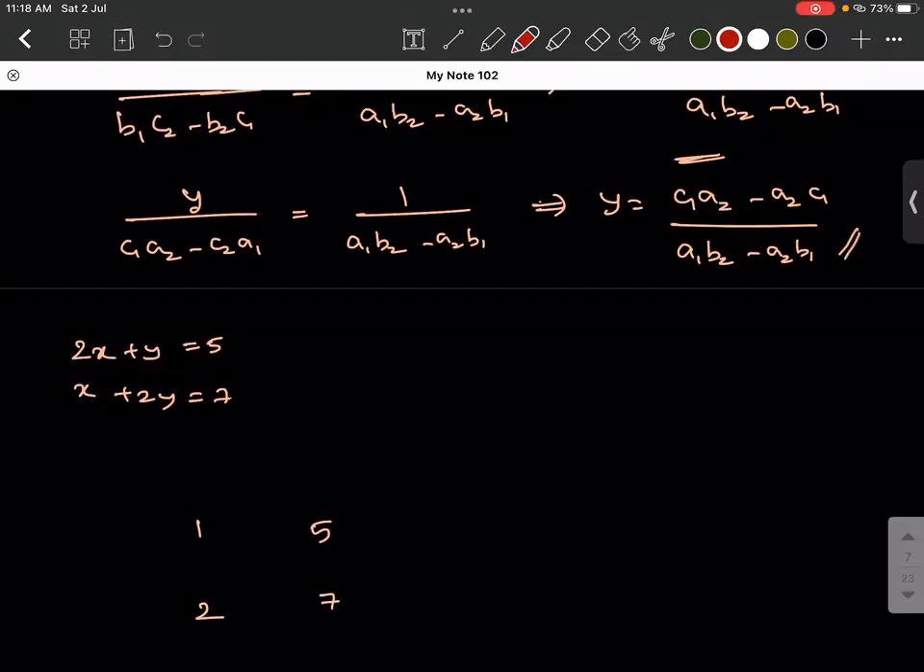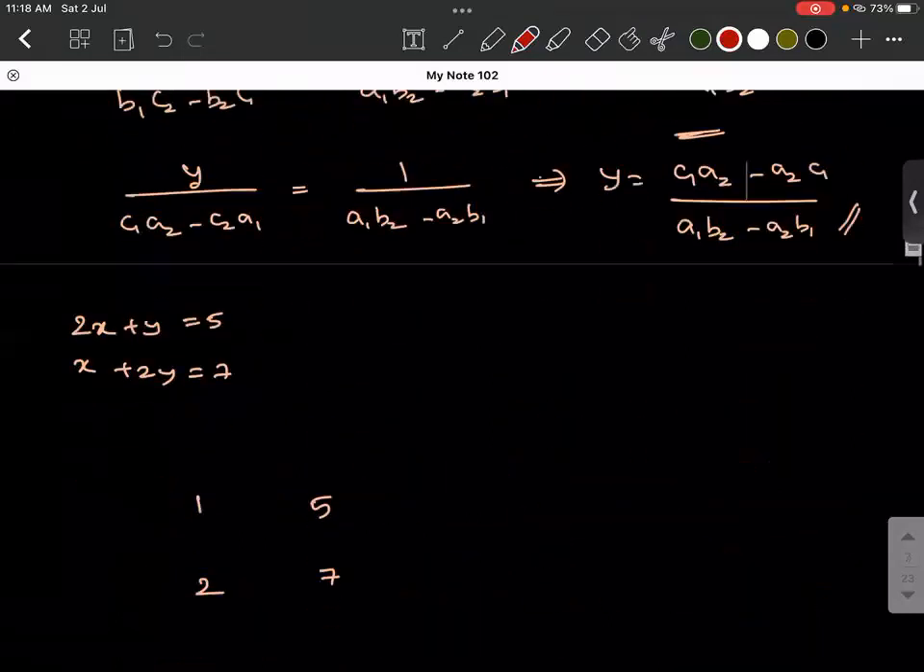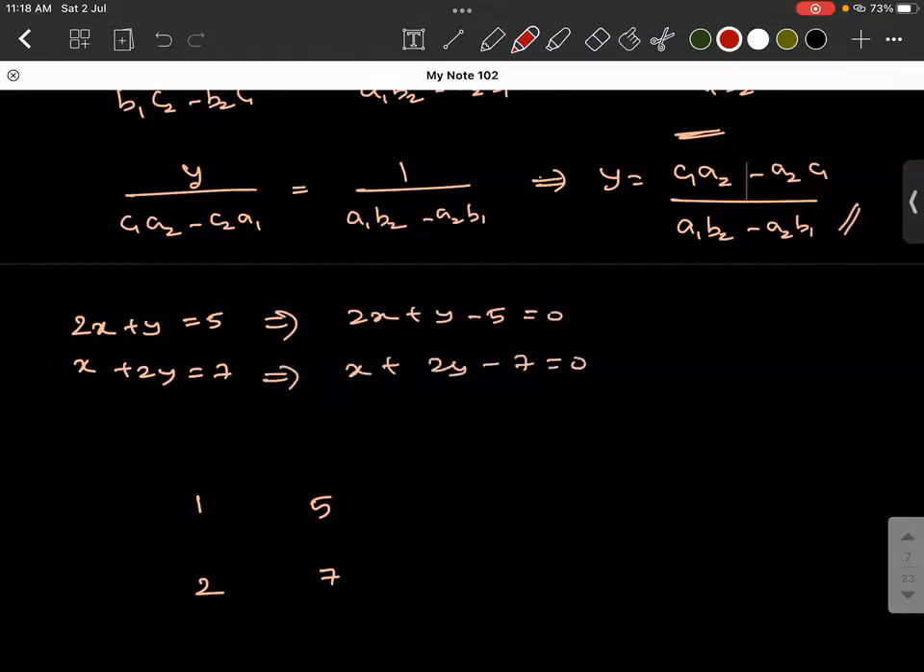That is what I was waiting for, because it will not get cancelled. It is not minus 5 by minus 7. It is not division. You are writing it in that form so that you need to cross multiply it. So one thing that you need to observe here is it should be in the form a1x plus b1y plus c1 is equal to 0. Right hand side should be a 0. Means I need to convert this to 2x plus y minus 5 is equal to 0. And here I write x plus 2y minus 7 is equal to 0.